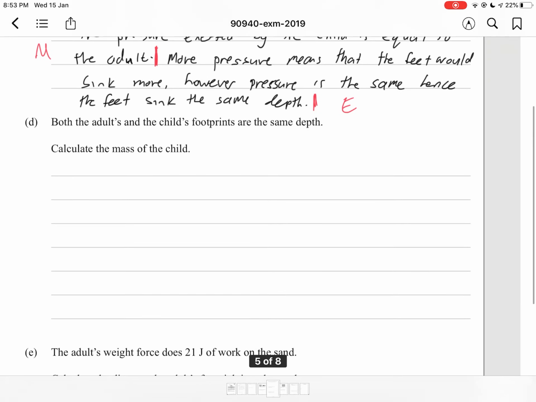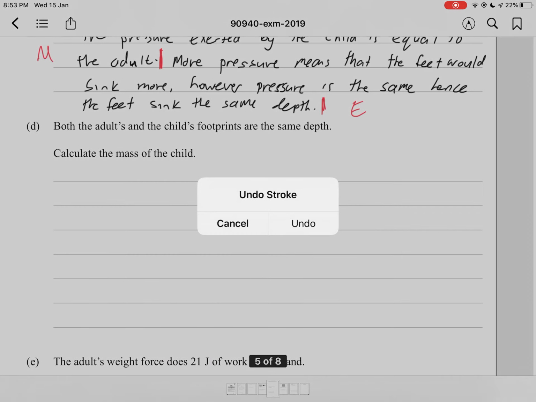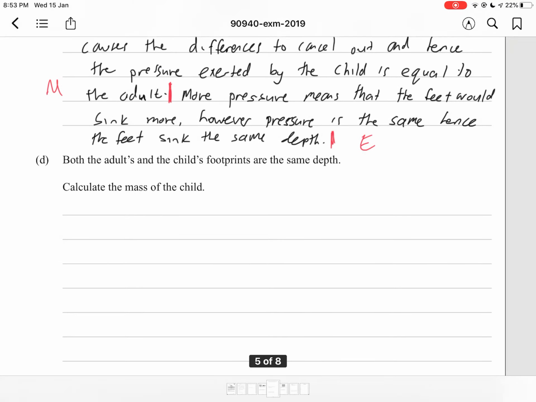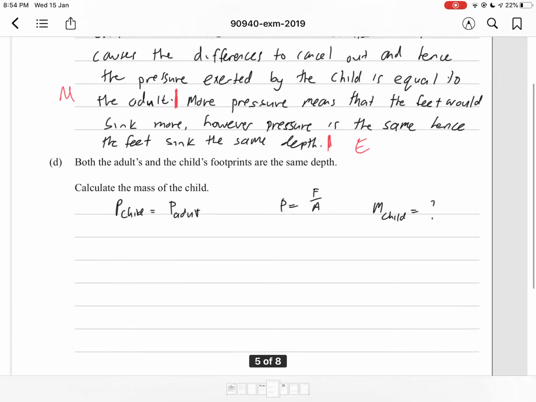Alright, question D. Both the adult's and the child's footprints are the same depth. Calculate the mass of the child. So basically, because the footprints are the same depth we covered in the previous question, this means that the pressure exerted by both the adult and the child must also be the same. So we can say that the pressure of the child is equal to the pressure of the adult. And we also know that pressure equals force over area. And we're trying to find the mass of the child.